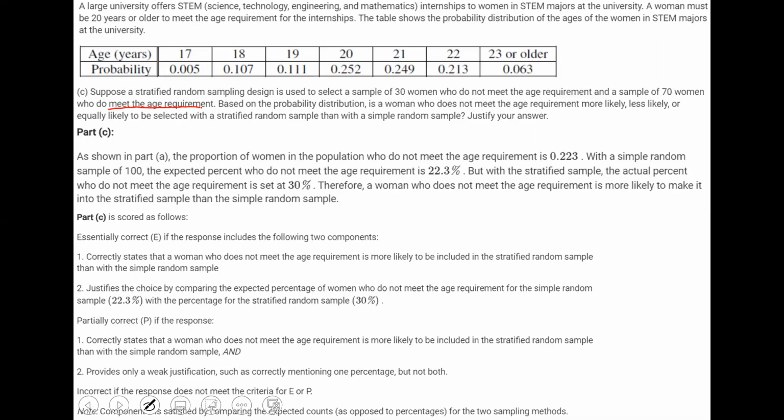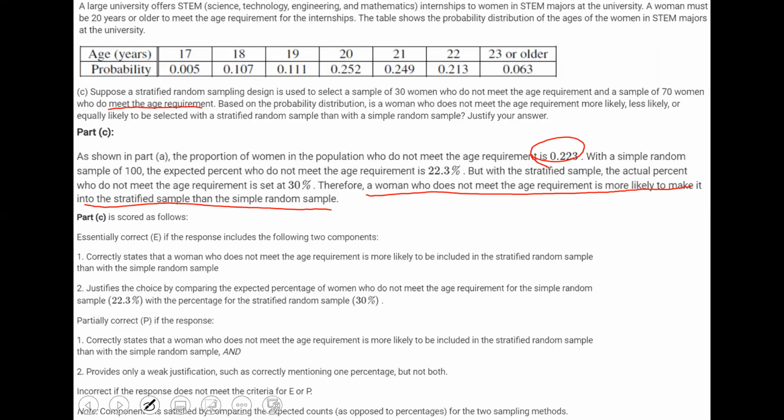All right. A lot of you did give me the right answer, which is the stratified random sample is more likely. So here, a woman who does not meet the age requirement is more likely to make it into the stratified sample than the simple random sample. But then the justification was kind of different for different people. But the justification should be what you got from part A, which was 23.3%, right? But in the stratified sample, the actual percent who do not meet the age requirement is set at 30%, right?